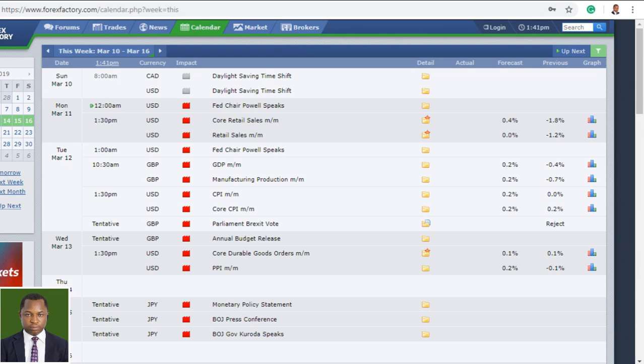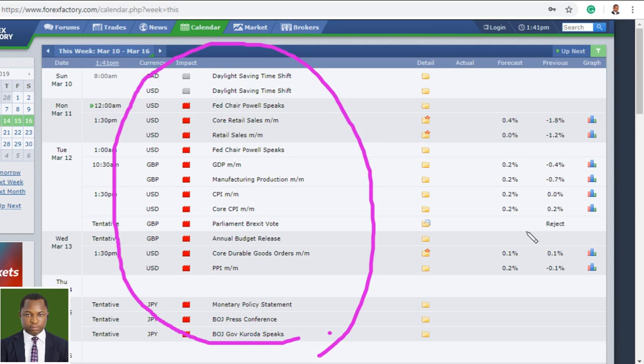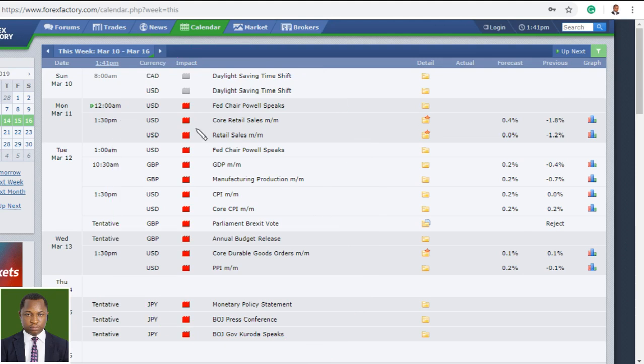All right. First, let's go through the Forex Factory economic calendar to see those high impact news announcements that are scheduled to be released for this upcoming trading week. Today being Sunday, March 10th, we will have the daylight saving time shift. There's going to be a shift in time zone in the clock that should be affecting most brokers and MetaTrader 4. So you will notice some adjustments, especially on your market open and closing hours.